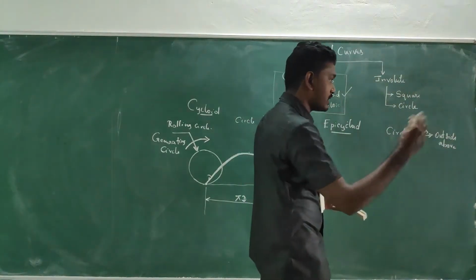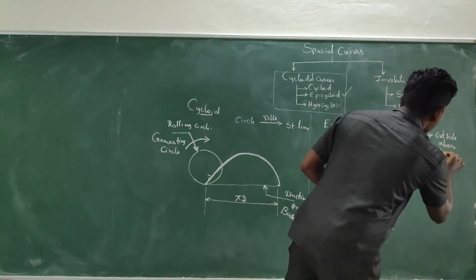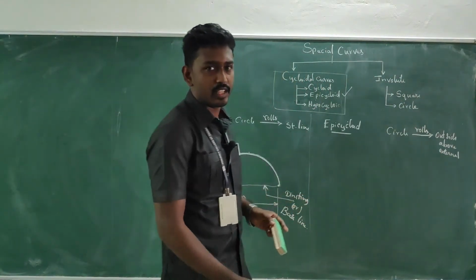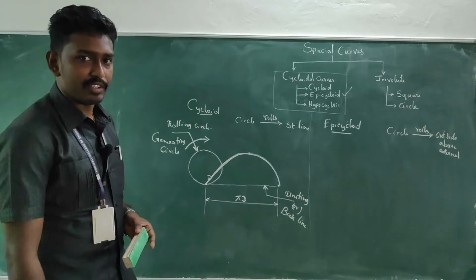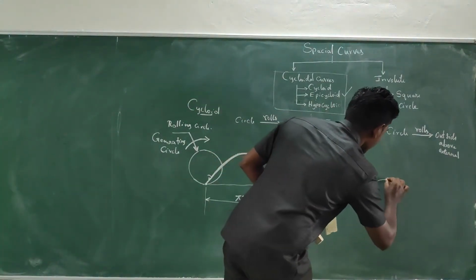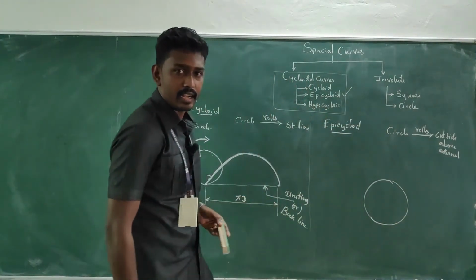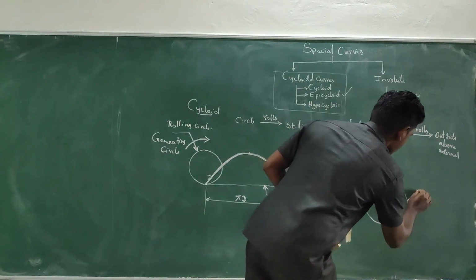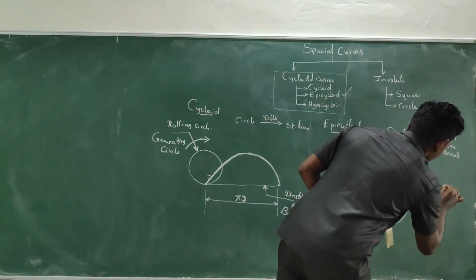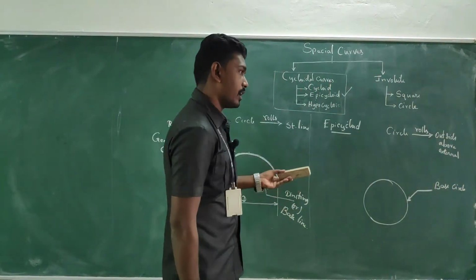So it rolls outside or above another circle, or it has external contact with another circle, something like that. Right, I'll show you how it exactly looks. There is a circle that I can call the base circle or directing circle.